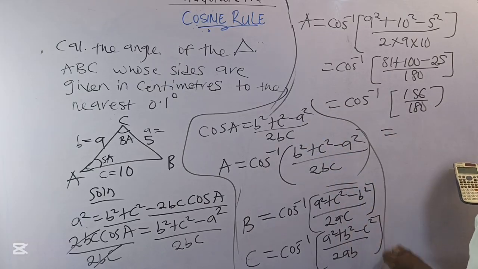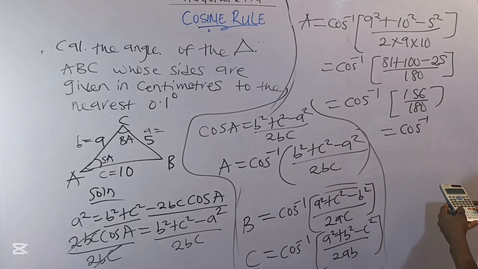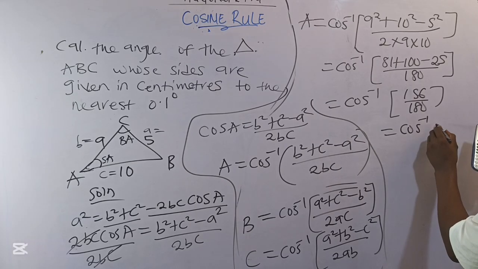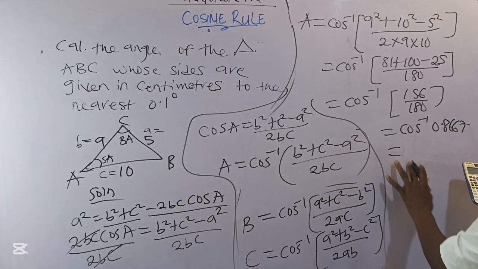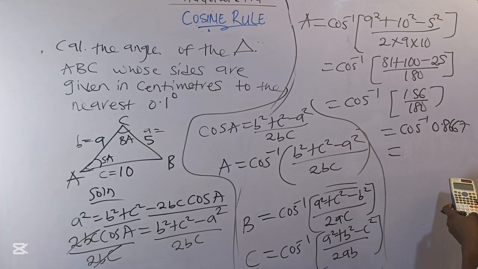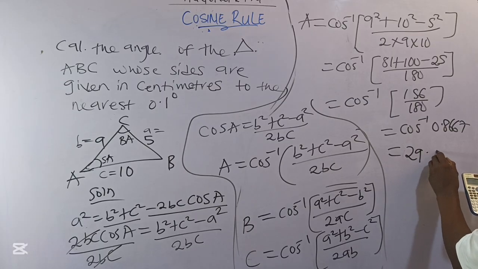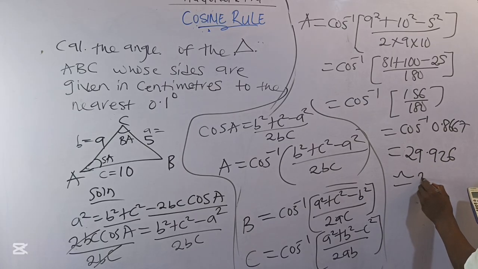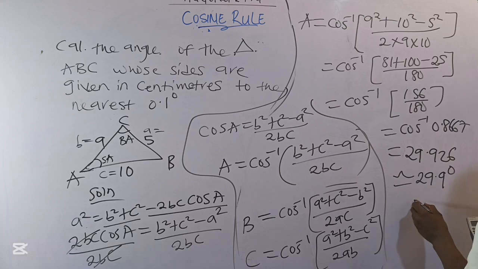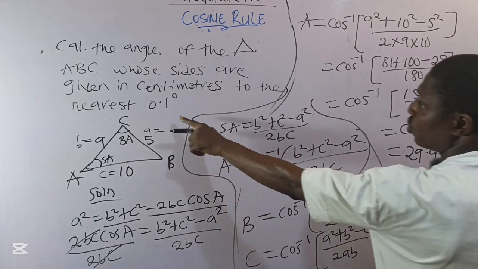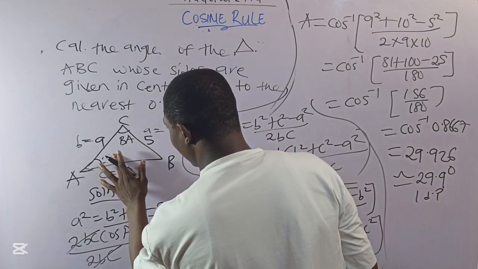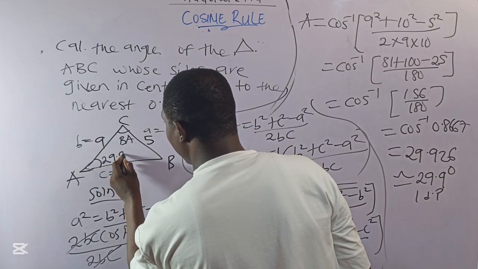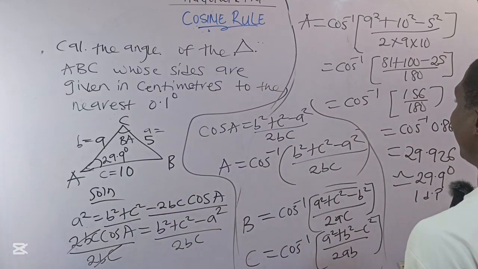And I'll have it as cos inverse of 156 divided by 180, which is 0.8667. Cos inverse, therefore, which is shift cos of this value, will give me 29.926, which is approximately 29.9 degrees to 1 decimal place, according to the question. So I've gotten my first angle to be 29.9 degrees, which is the smallest angle. Now I can focus on my angle B.